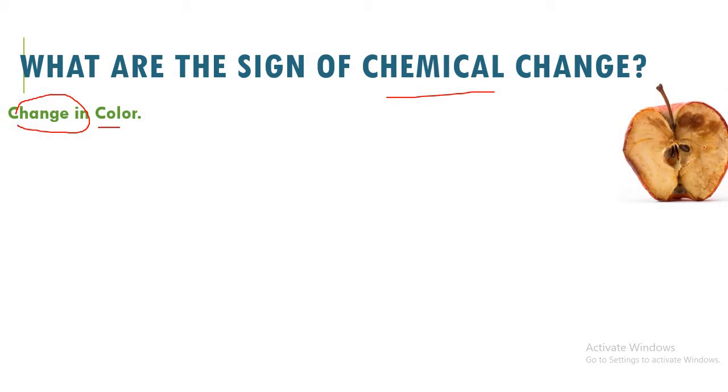Look at an apple. The apple turned brown. This is a sign that a chemical reaction happened. What happens here? The material that makes up an apple reacts with oxygen present in air and turns into another substance. This new substance is brown in color.